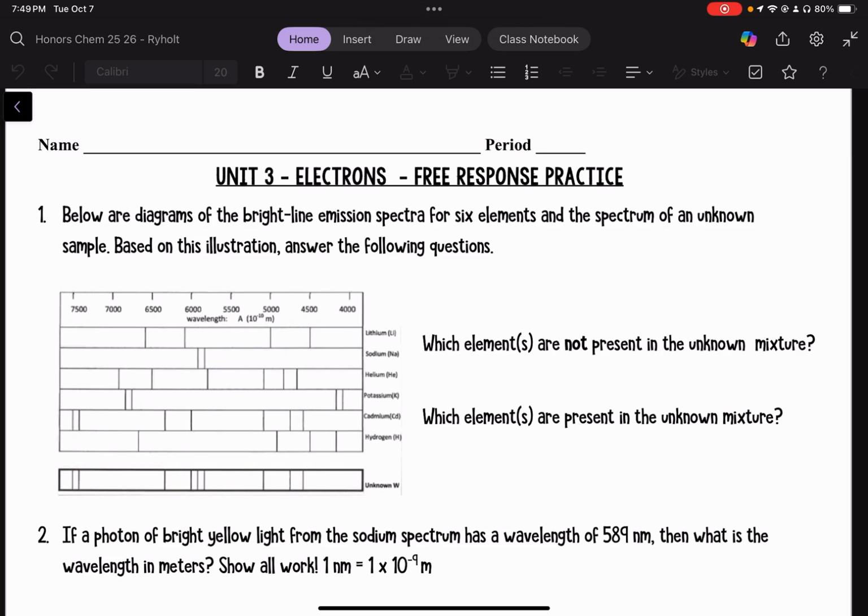Hey guys, so as promised, I am recording a free response practice for your Unit 3 exam that is coming up soon. In this particular video, we're going to go over how to interpret this bright lines emission spectrum. We have the emission spectra for different elements, and we're going to try to figure out what's in our unknown.